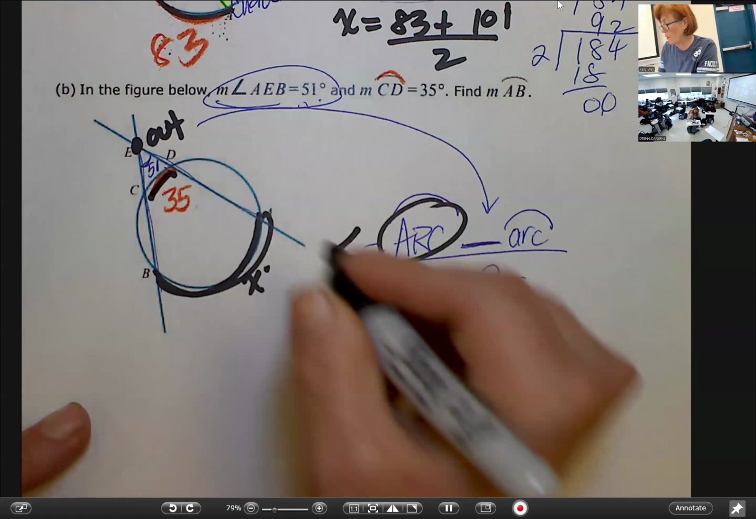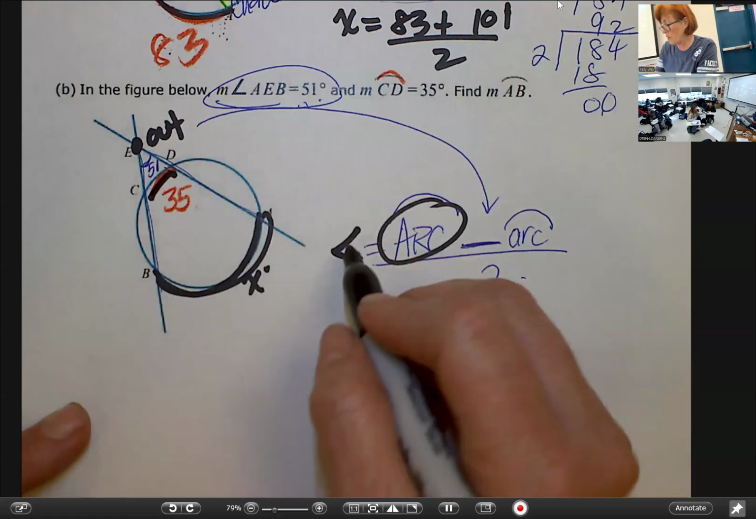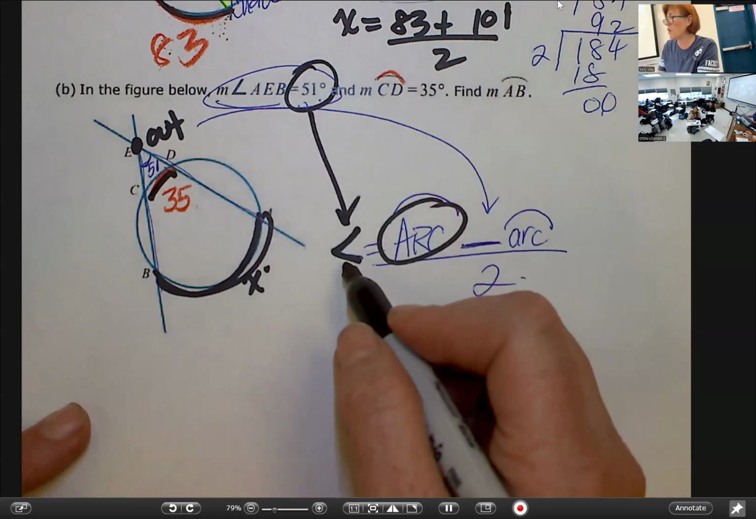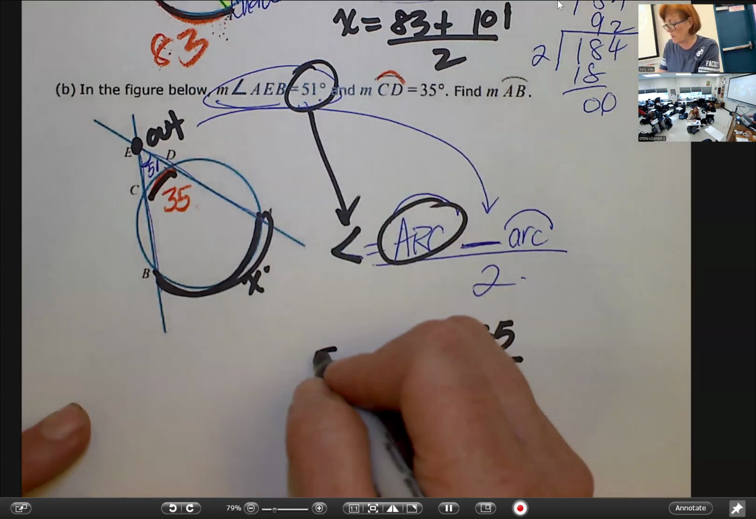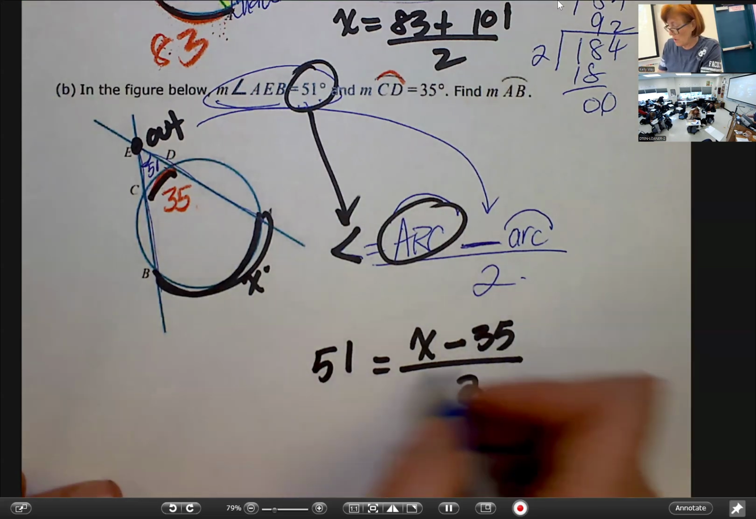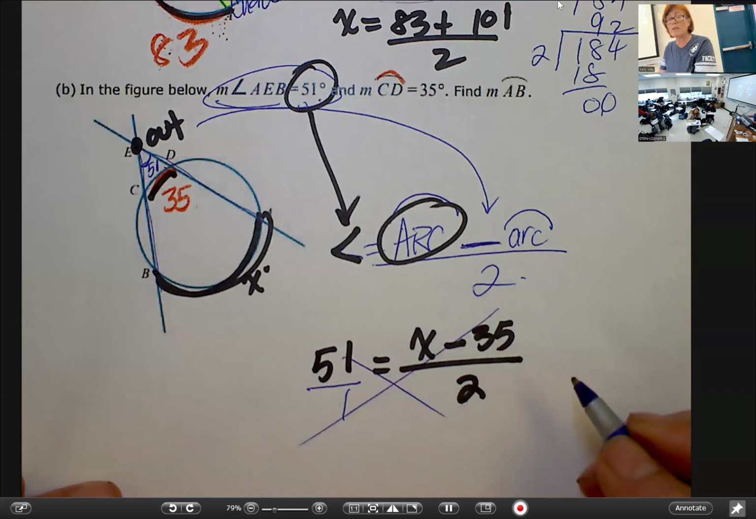And Peyton, what are we given though? We're given the what? 51. Which is the what? Is it an arc or an angle? So the 51 goes on this side. So sometimes you have to work backwards. We're going to pop this over 1. We're going to cross multiply and solve.